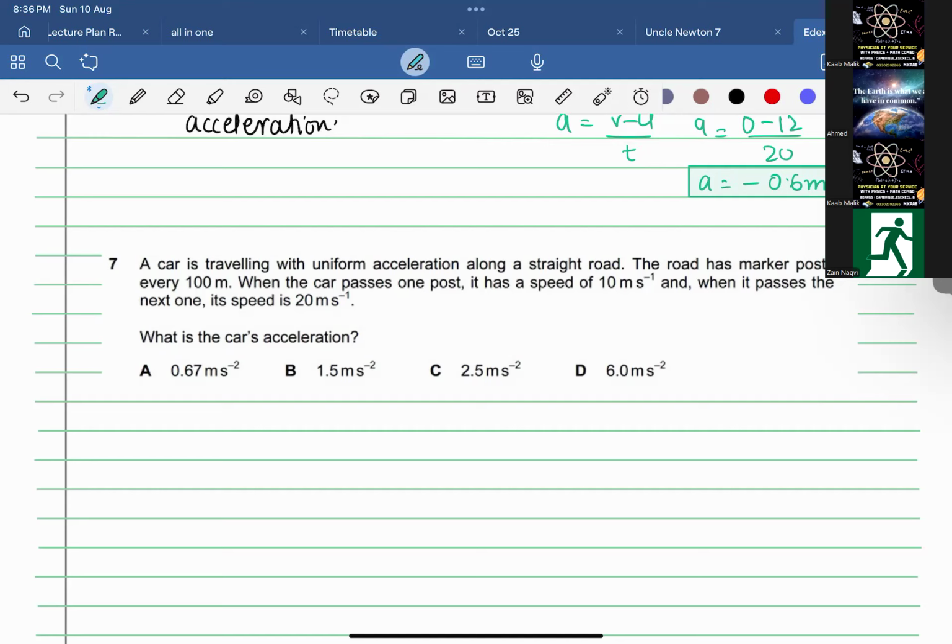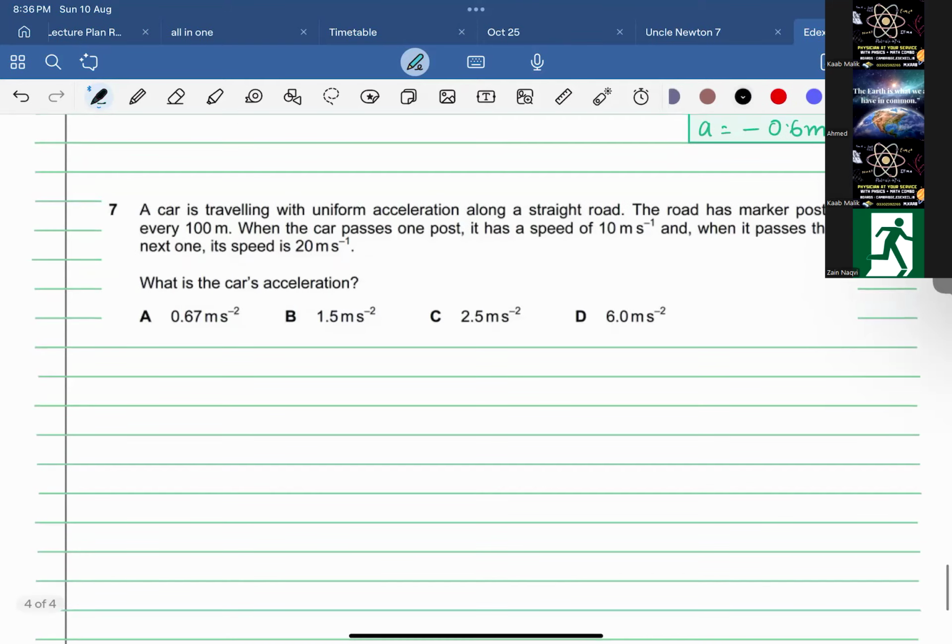Okay. So basically they have given you two posts. Post 1 and post 2. Okay. And they are 100 meter apart. सॉल्व कर लो कितना आ रहा है. Okay. Initial is 10, final is 20, and you have to find a.